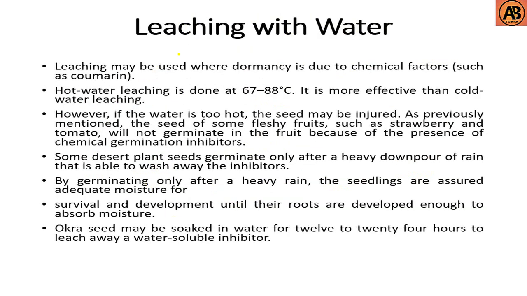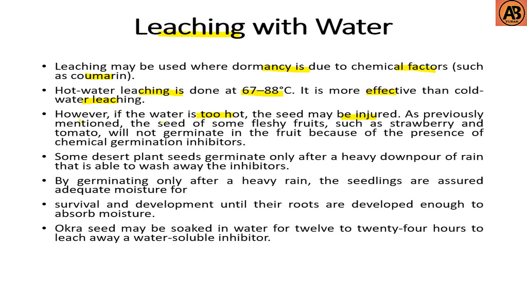Then leaching with water. It is another type of chemical process for breaking down the seed dormancy. Leaching may be used where dormancy is due to chemical factors such as coumarin. Coumarin is one type of chemical substance which is present in seed and which inhibits seed from germinating. Then hot water leaching is done at 67 to 80 degrees centigrade. It is more effective than cold water leaching. However, if the water is too hot, the seed may be injured.